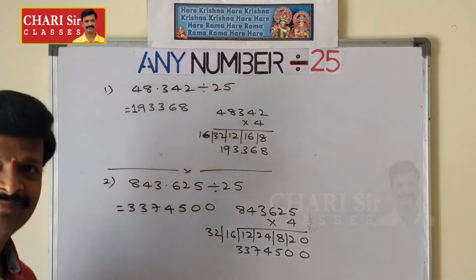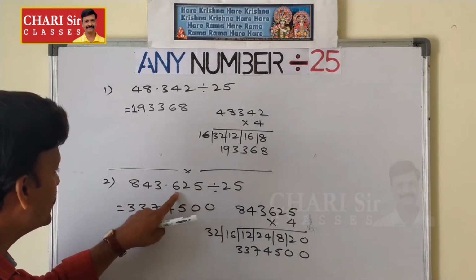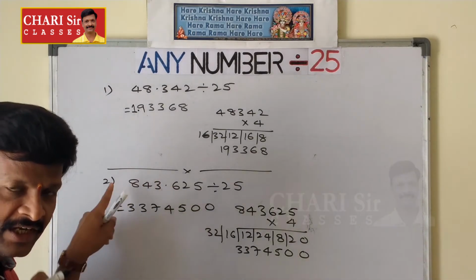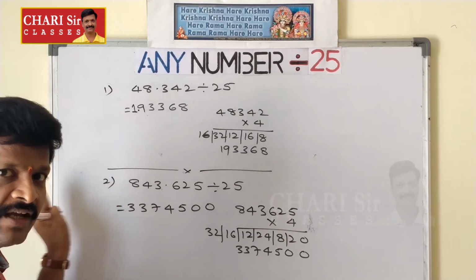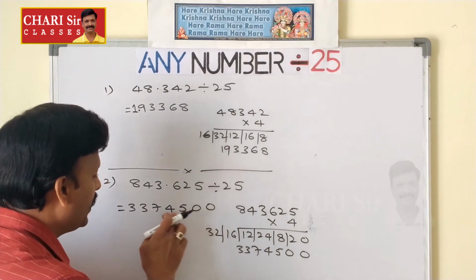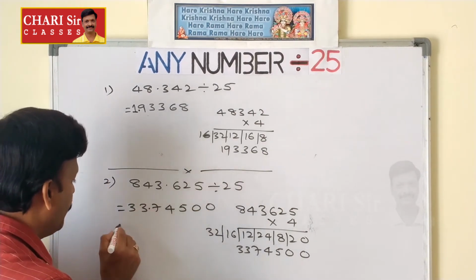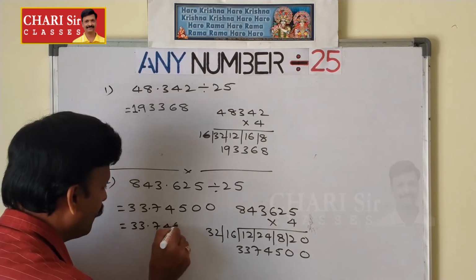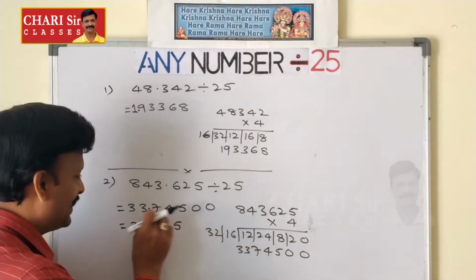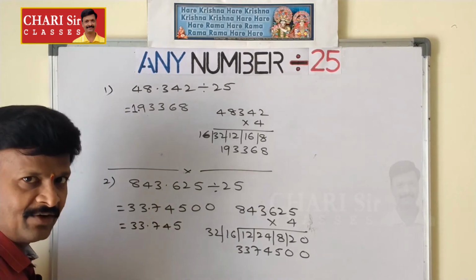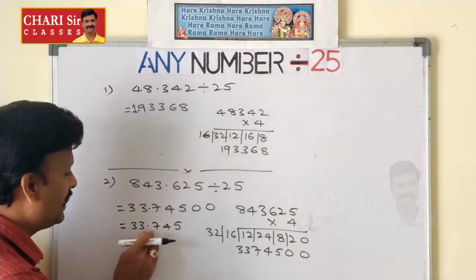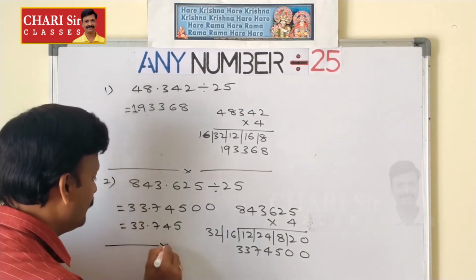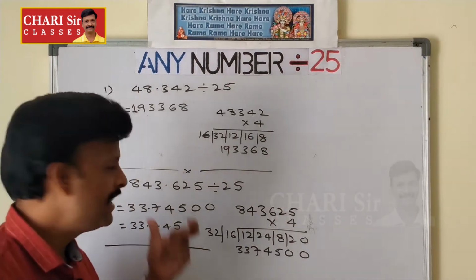3374500. Now, in the given question, after 3 digits there is a point. Now 2 more digits it needs to move towards the left. That is 1, 2, 3, 4, 5. So the answer is 33.745. After the decimal point zeros we don't consider. 0 has no significance. Therefore 33.745 is your answer.